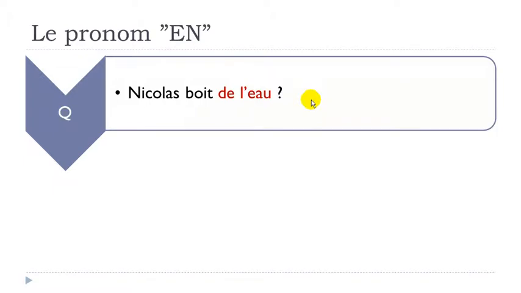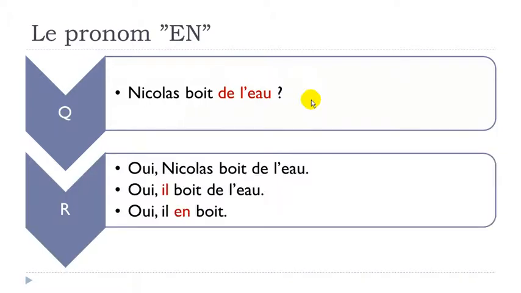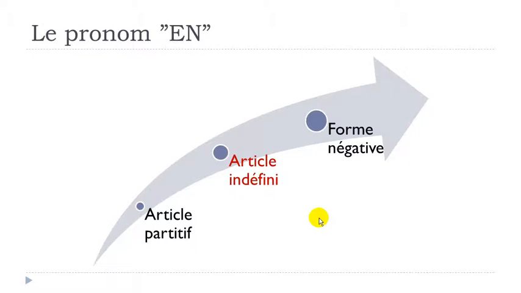Let's see now if you've got de l'eau. Nicolas boit de l'eau. Oui, Nicolas boit de l'eau. Second option, you don't want to repeat Nicolas: oui, il boit de l'eau. Third option, oui, il en boit. Same rule, en goes before the verb. Boire, the infinitive form is boire and it's to drink. De l'eau, some water. D'accord? Okay, let's continue now.